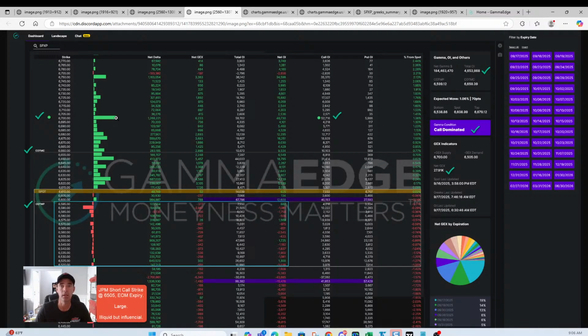Obviously, significantly higher than where spot price is today, and probably not anticipating us to move there unless we have a large positive response in the overall market from the news today. So quick takeaway is call dominated above and below spot price. Net delta is green, so any pullback should be an opportunity to get involved in the market at this time.